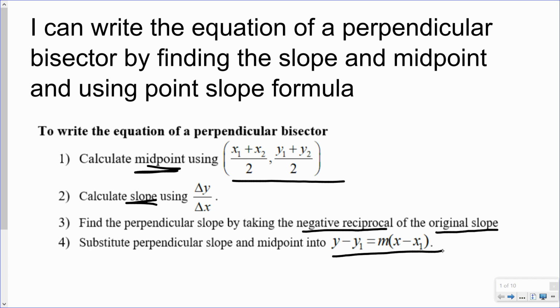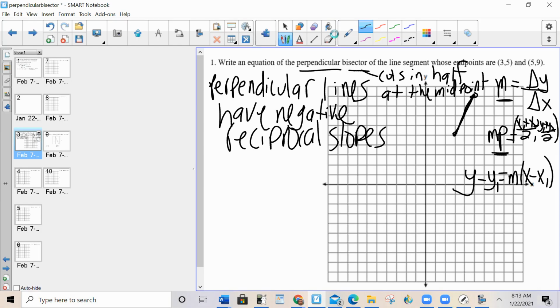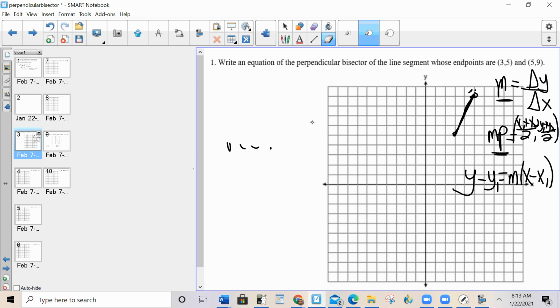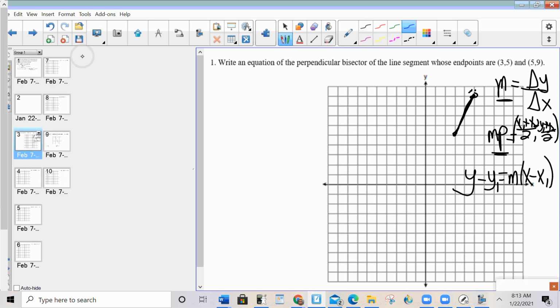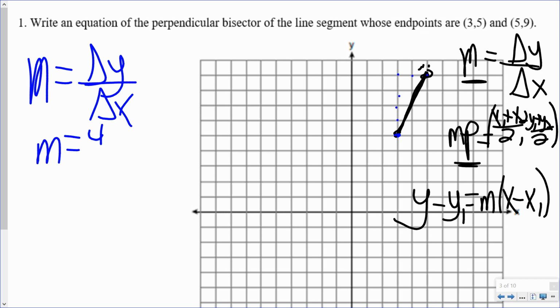So let's do it. If you're not comfortable calculating slope and distance and midpoint, then you need to go back to those lessons and make sure you get comfortable calculating slope and distance and midpoint. We don't need distance for this particular lesson, but in general, you definitely need to be able to do distance. So I'm going to start with my slope. Slope equals delta y over delta x. So I'm starting here, up 1, 2, 3, 4 over 1, 2. 4 over 2 is 2.